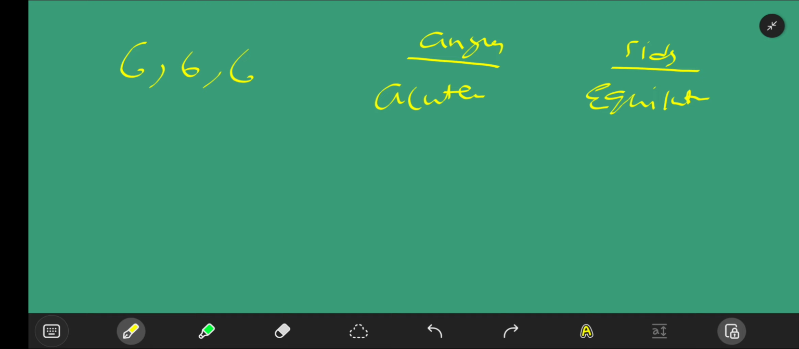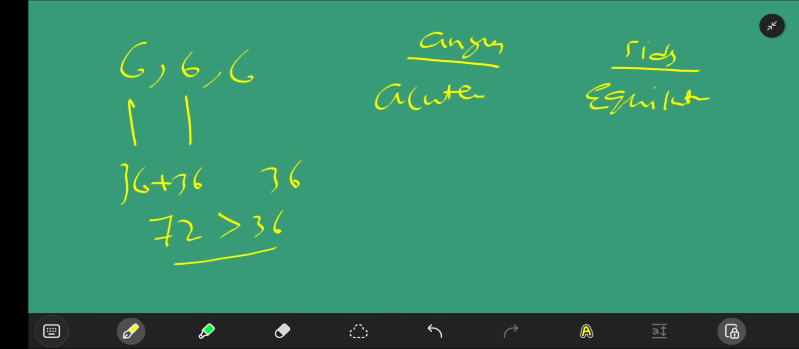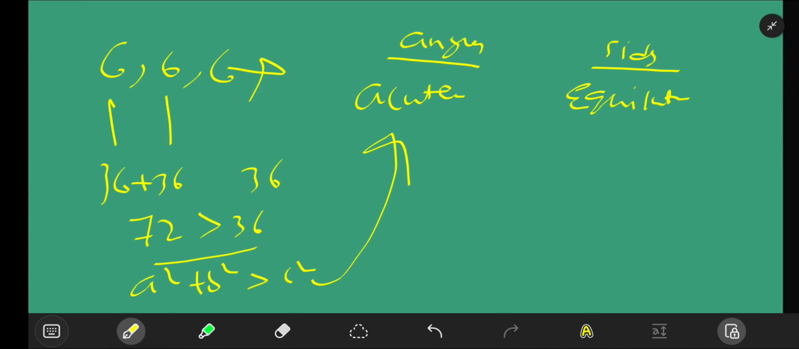If you don't know this, then do this. 6 6s are 36, 6 6s are 36, and 6 6s are 36. This is 72, and 72 is greater than 36. So this is the condition A square plus B square greater than C square. This is the acute angle triangle condition. Yes or no? So this is the acute angle equilateral triangle.